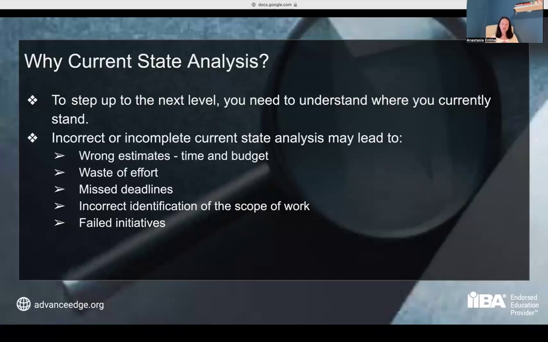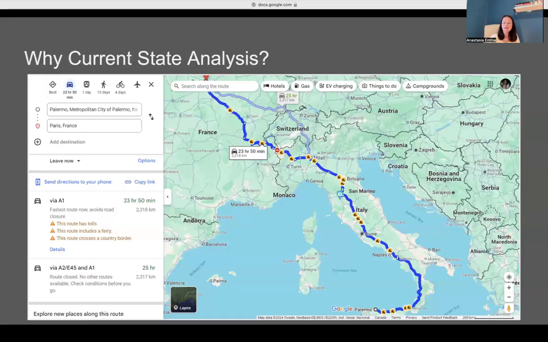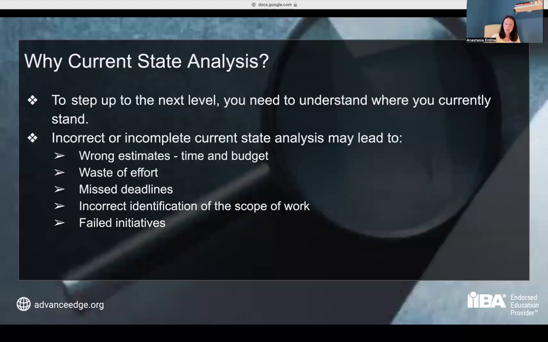And also, incorrect or incomplete current state analysis may lead to such consequences as wrong estimates, promising lower budget for the initiative, right? Giving the incorrect timelines to your stakeholders that might get then disappointed because their timelines are incorrect and they are not getting the ready solution by the time they expected to get that. It is also a waste of effort, missed deadlines, incorrect identification of the scope of work, and also failed initiative as a result.